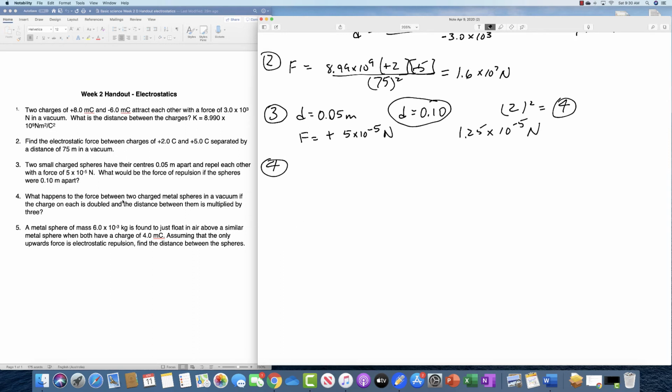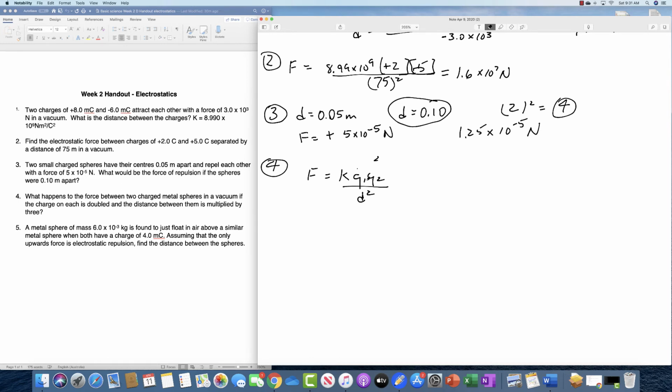Number 4. What happens to the force between two charged metal spheres in a vacuum if the charge on each is doubled and the distance between them is multiplied by 3? Okay, so this is just a sort of thought exercise more than anything else. If you take this equation, the first thing you're going to do is double each of these charges. So this is 2 times greater and this is 2 times greater.